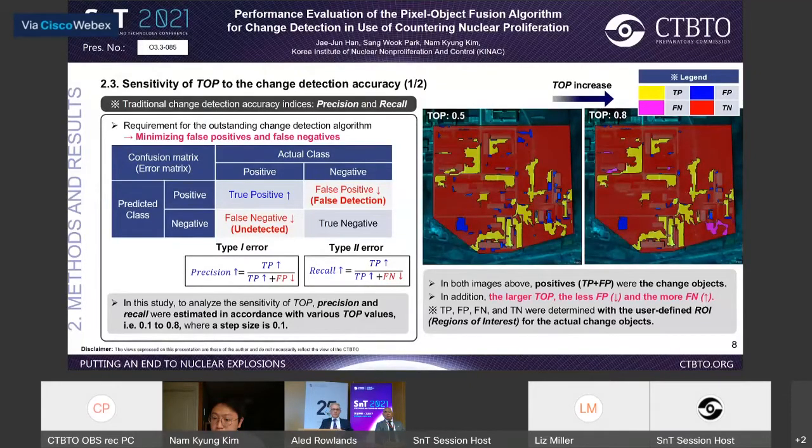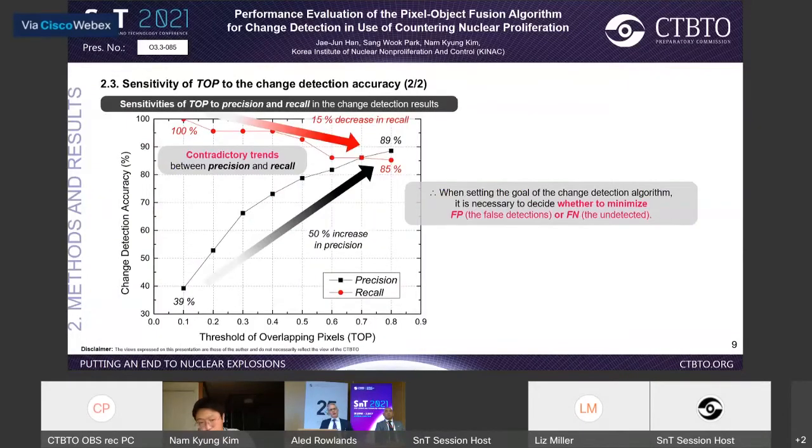True positives, false negatives, and true negatives were determined with the user-defined regions of interest for the actual change objects. Moreover, the quantitative sensitivities of TOP to precision and recall in the change detection research are represented on this graph.